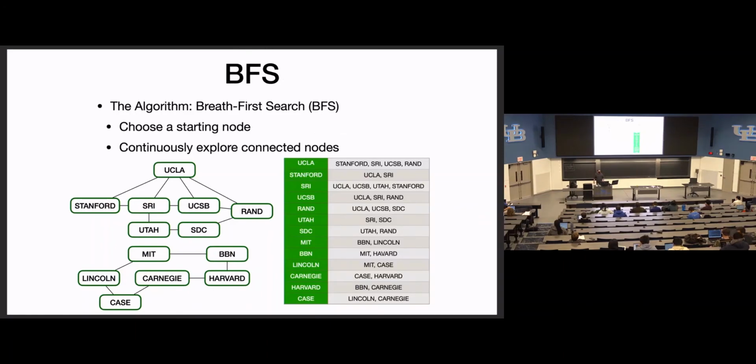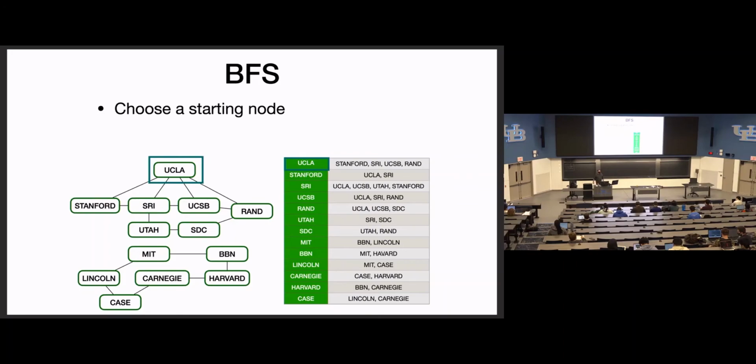Breadth. Oh, yep, there it is. There's my typo. Breadth first search. BFS, I'll call it. With BFS, we're going to start at some node and continuously explore all the connected nodes that are connected by an edge. So I'm going to choose UCLA as my starting node. And I'm going to repeatedly explore all of what we call the neighbors, all the nodes that are connected by an edge to any of the nodes that we've explored.